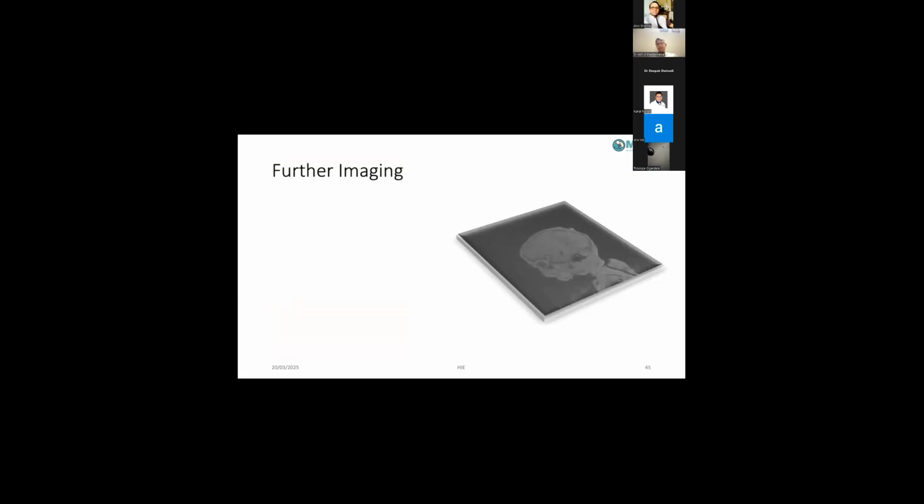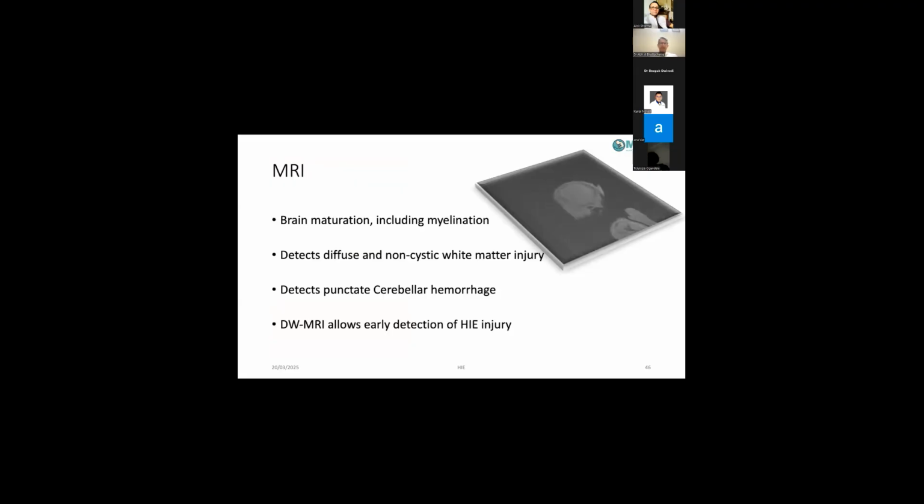Right. So again, no guesses. So we are moving to the MRI part of it. As I said, the gold standard is the MRI in terms of prognostication. Cranial ultrasound gives you just the real-time monitoring of what's happening with that baby. MRI gives you brain maturation much more clearly than the cranial ultrasound. And it also gives you information on the myelination, right? Which doesn't happen with the cranial ultrasound. It can detect diffuse and non-cystic white matter injury, which was a limitation for the cranial ultrasound.